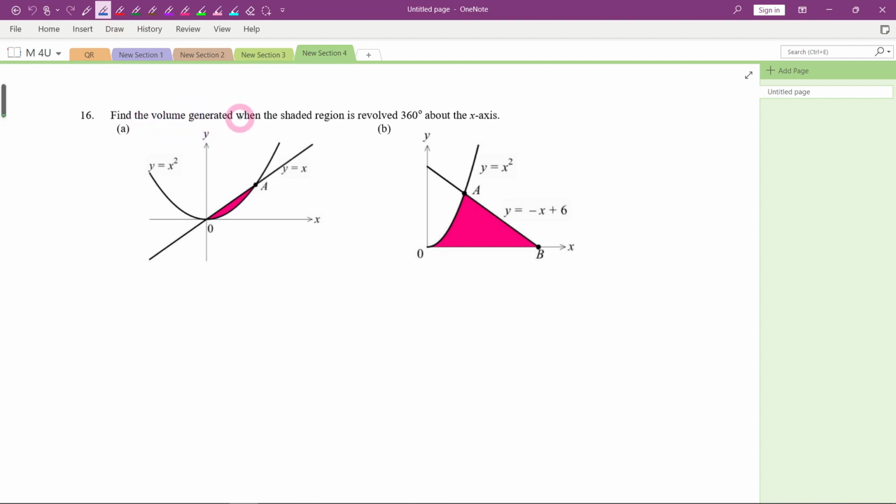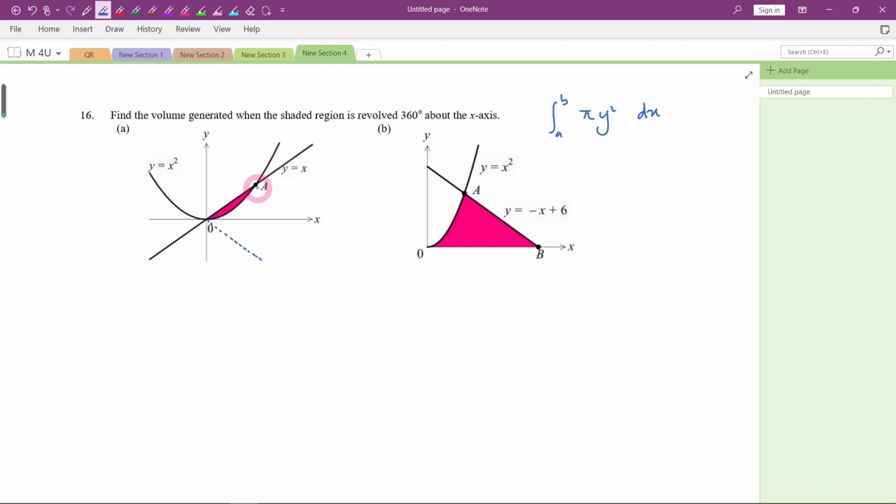Find the volume generated when the shaded region is revolved 360 degrees about the x-axis, pi y squared dx. Okay, but this time it will be a little bit more complicated compared with just now. To find the volume of revolution for this shaded region, we need to find the volume of a cone first.